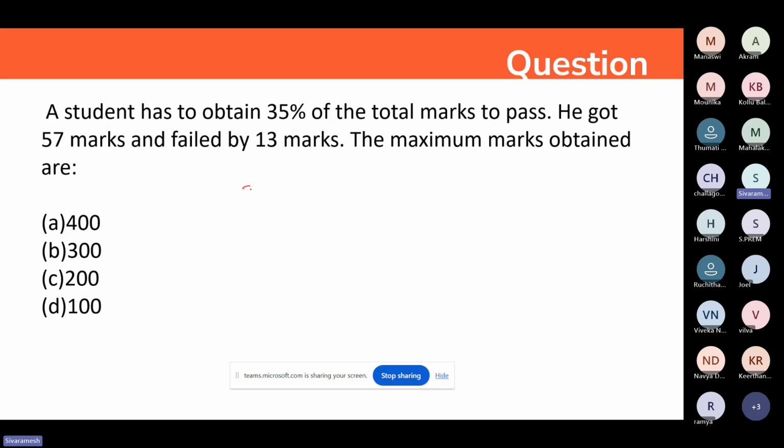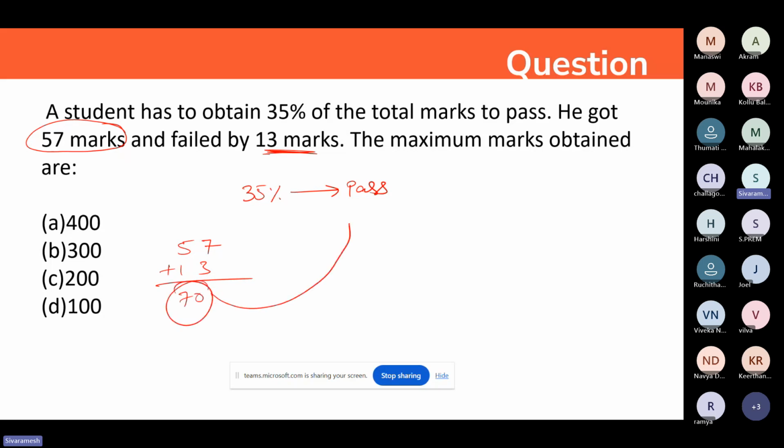Now, can I say that when he gets 35% marks, he will pass? But what happened is he got 57 marks, but failed by 13 marks. Now just understand, when he gets 57 marks, he just failed by 13 marks. What if he would have got those 13 marks also? Can I say that he will pass? Means 70 marks. So I can say that 70 marks is the pass marks. Hope you understand this logic.